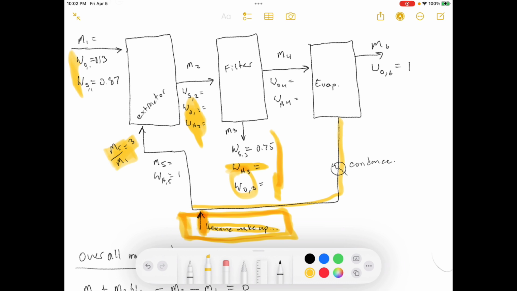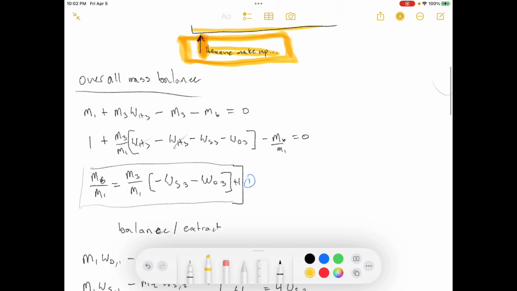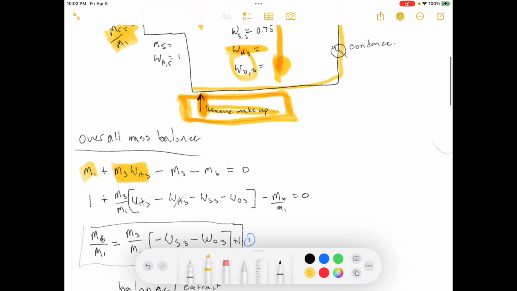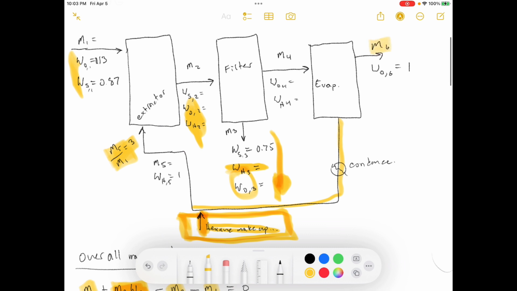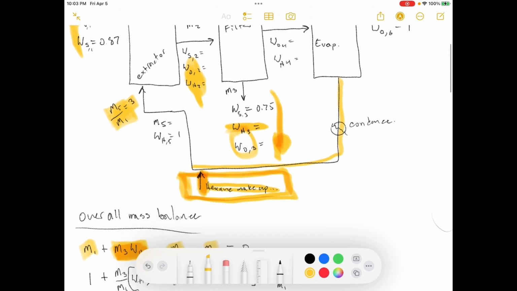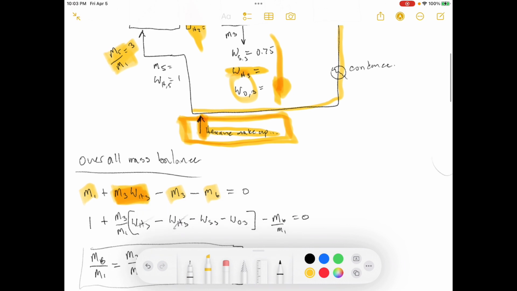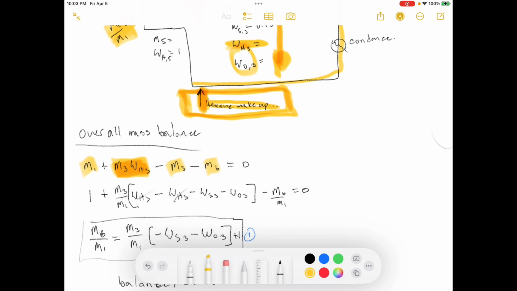All right, let's do the overall mass balance. We have M1 going in, that's the beans. And then you have a certain amount of hexane going in, which is equal to the hexane that's going out in line 3, right? So we're adding in the same amount that we're losing. And then all of M3's mass is leaving, and all of M6's mass is leaving. That's the oil production. So those are the two inputs and the two outputs.